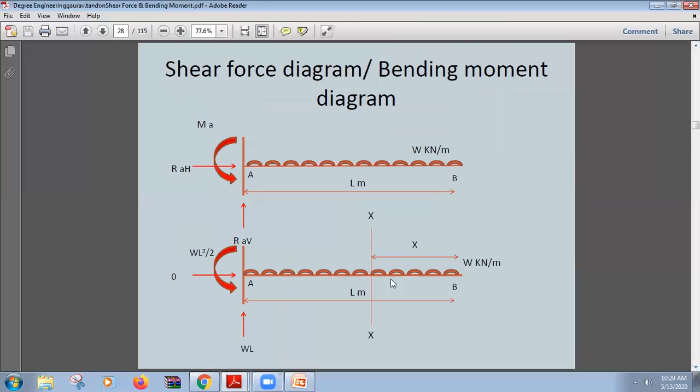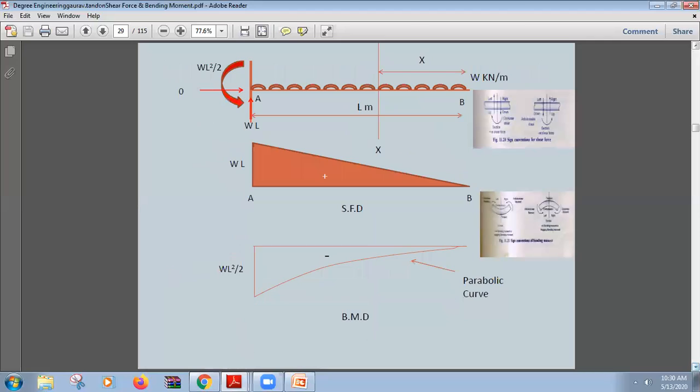So the curve associated with the quadratic equation will be WL square by 2, and this way this is a parabolic curve. So this curve is there.